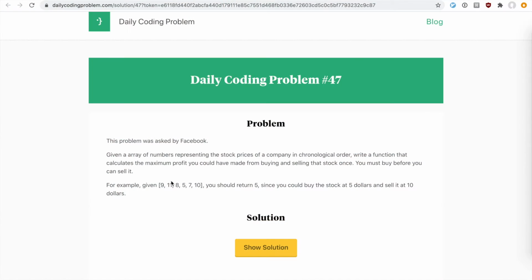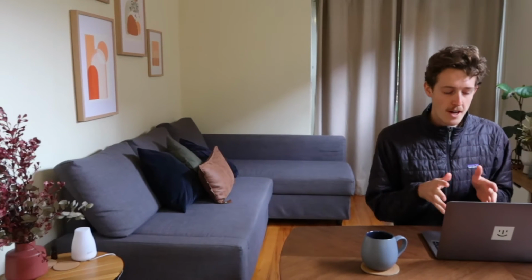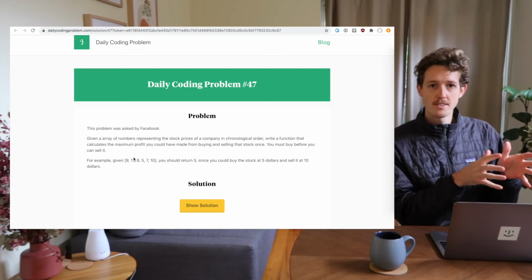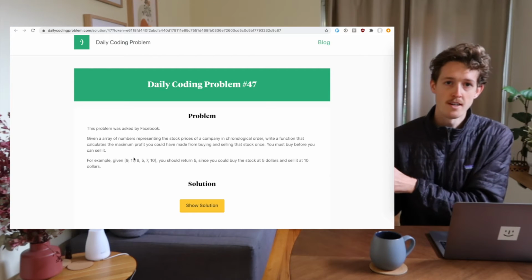So this week we're having a little look at problem 47 from Daily Coding Problem, where we need to calculate some things. Basically, we're investors for the fortnight. We're going to be Wall Street investors, and we're going to try and get the best price. This fortnight, we get a list of stock prices, and we've got to calculate the max profit.